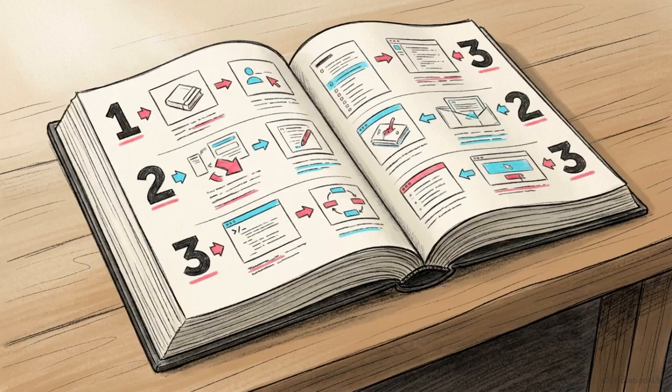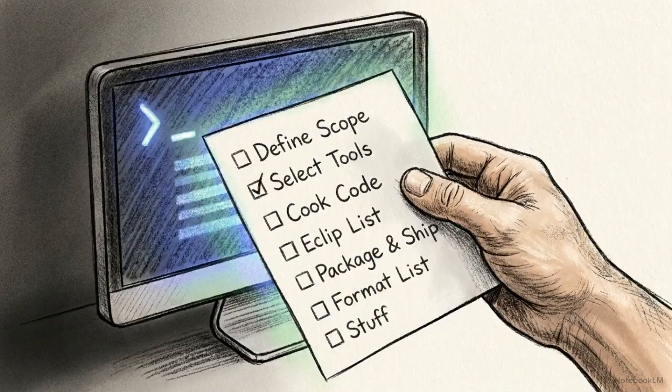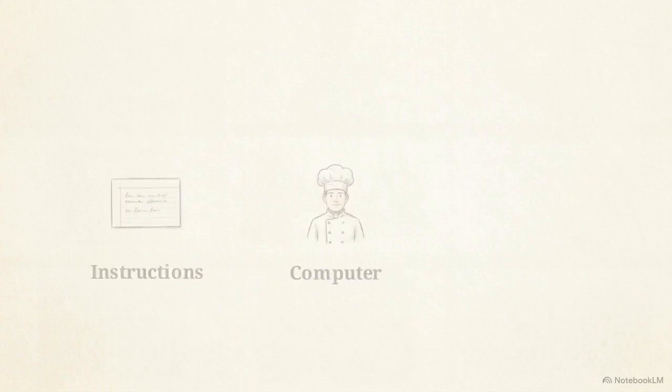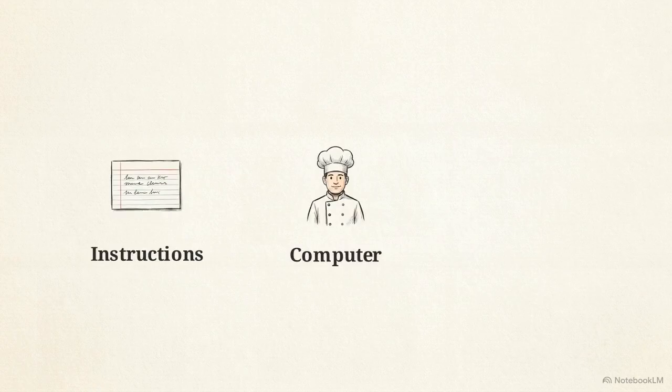So, what actually is a program? Put simply, a program is nothing but a step-by-step instruction manual. You are giving the computer a very specific list of things to do. This diagram shows exactly how that relationship works.